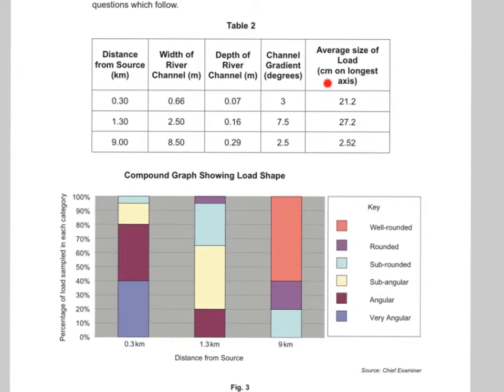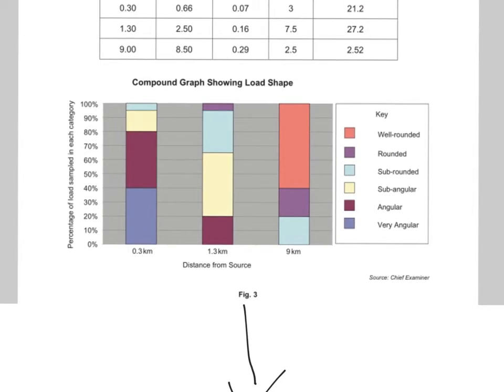You can see here this gives you the average load size, so it changes from 21.2 centimetres down to 2.52 centimetres. So that's your describe aspect of this. You could develop that a little bit further by talking about the highest frequency in terms of the rock type. Here we can see high numbers of very angular rocks, so I would quote 40% at 0.3 kilometres, and I would also say there's also 40% of angular rocks here. So I'm identifying this as the highest two figures.